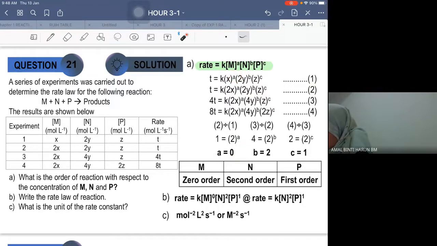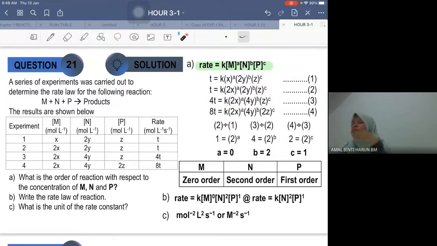Repeat proses yang sama di mana 3 dengan 2. So, apa yang sama dekat 3 dengan 2 ni? OT K to X square. Okay, kita cancel ini. So, you akan dapat 2Y over 4Y. 4Y over 2Y. You akan dapat B. So, B is 2.